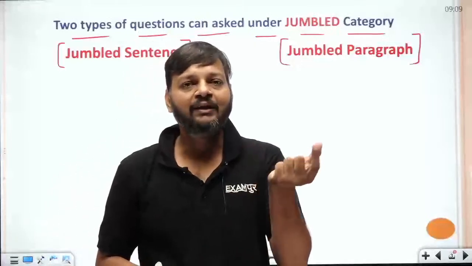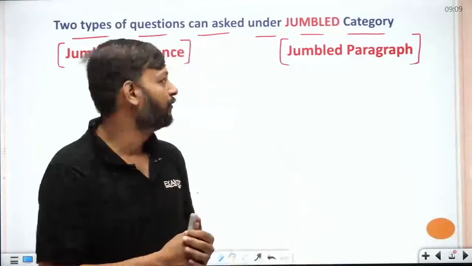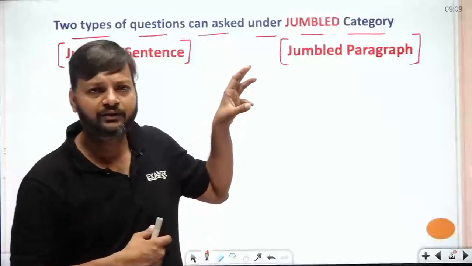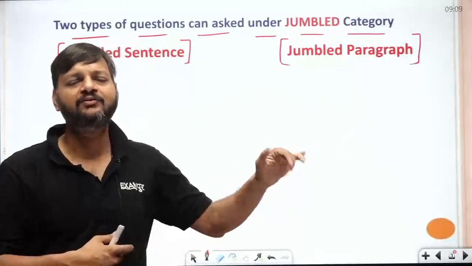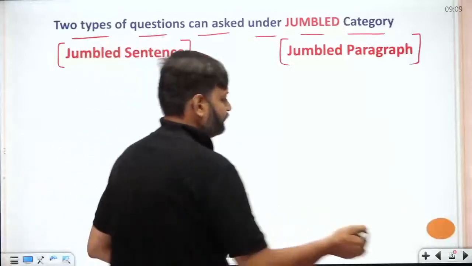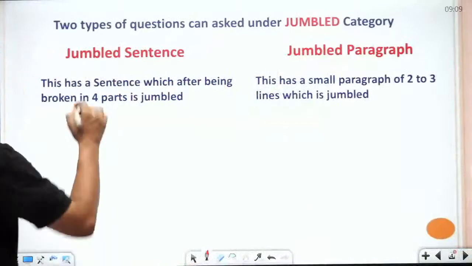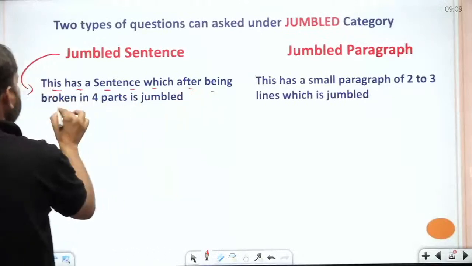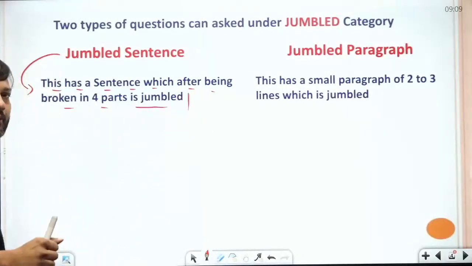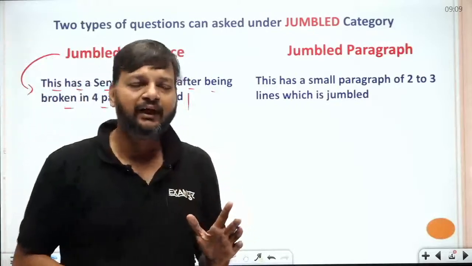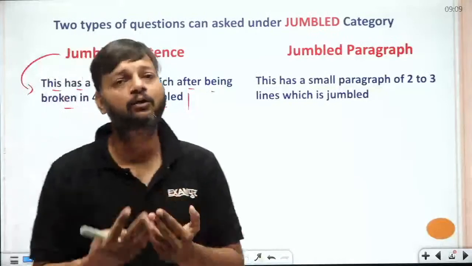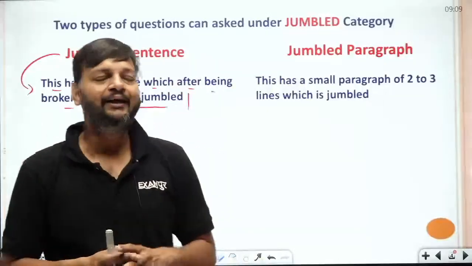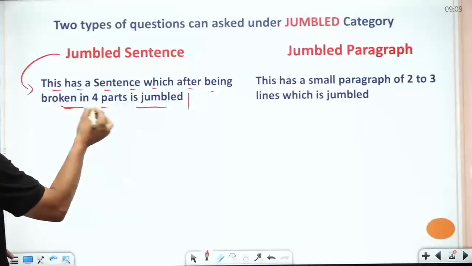So what is the difference between parajumble and sentence jumble? Many students do not understand that there are two types of jumble section. If we talk about jumbled sentence, this has a sentence which after being broken into 4 parts is jumbled. So jumbled sentence is actually a single sentence. It may be a single clause sentence, a double clause sentence, or a 3 clause sentence, but it is a sentence, not a paragraph. It is just a sentence which after being broken in 4 parts is jumbled.